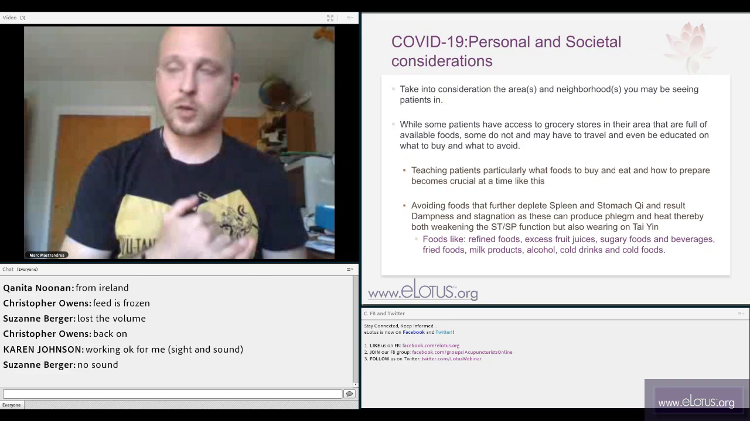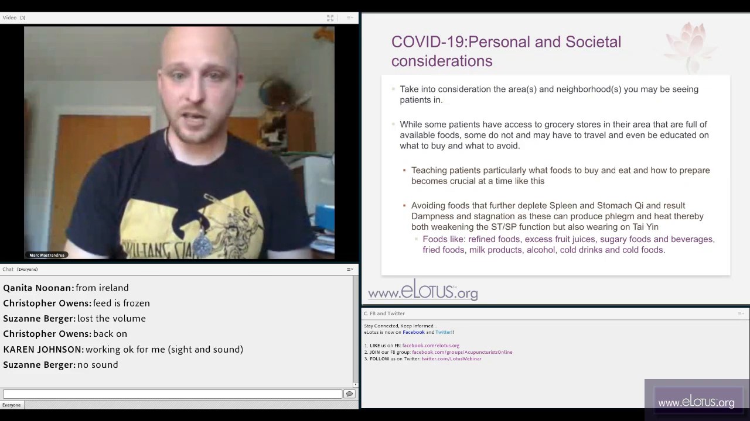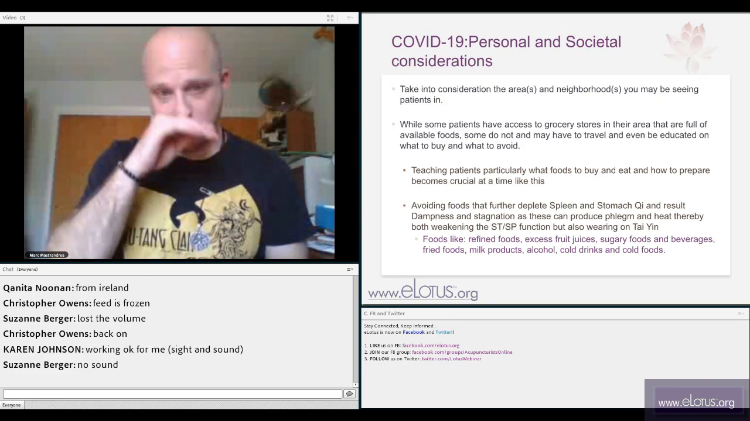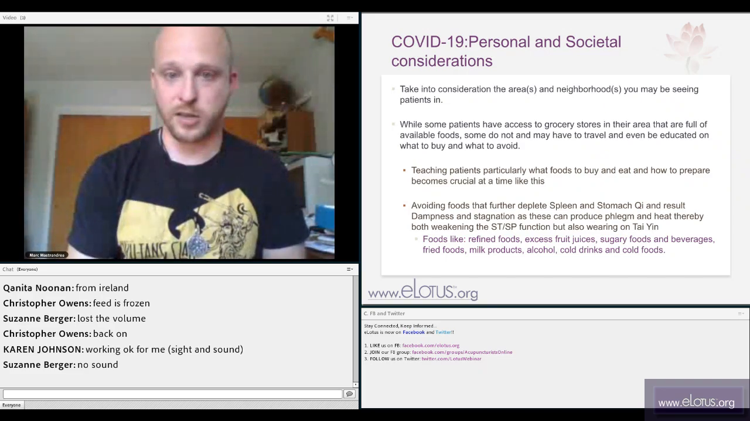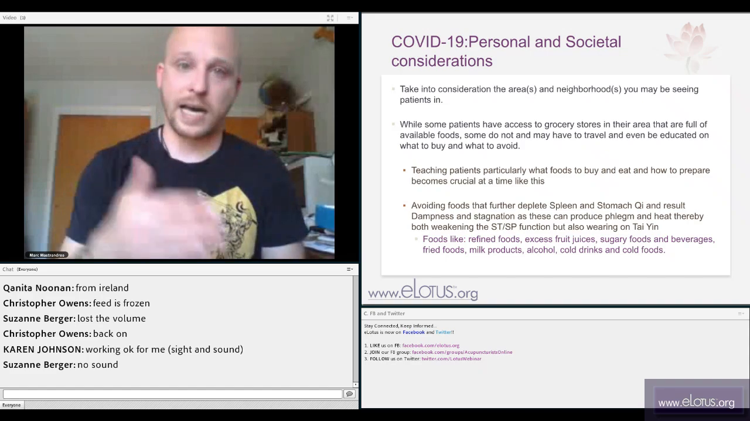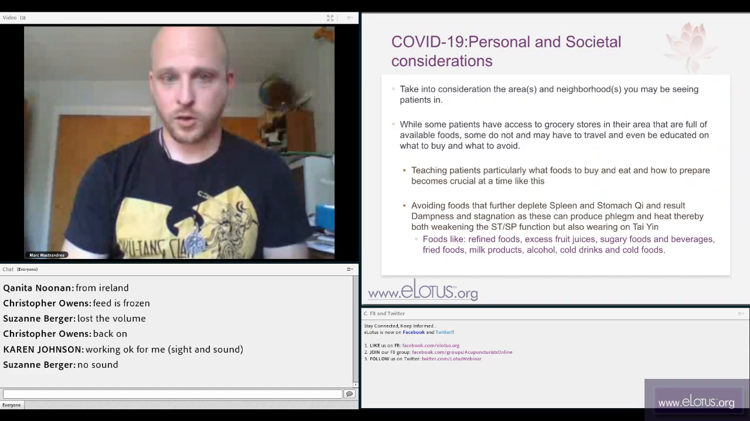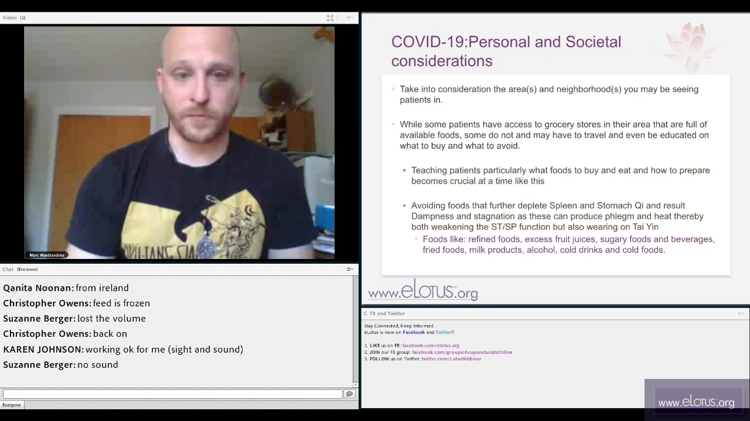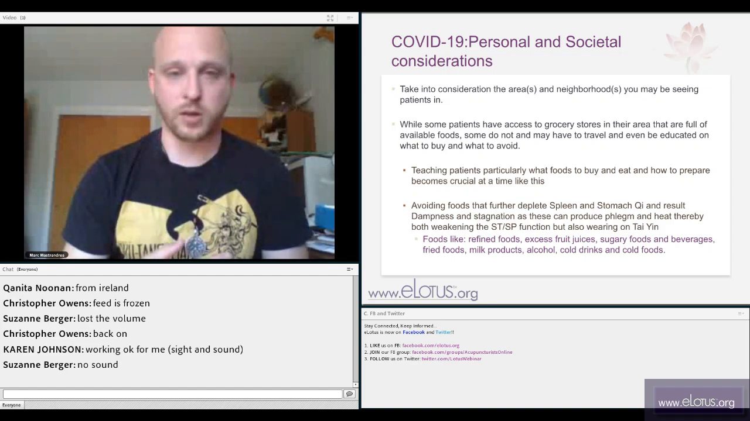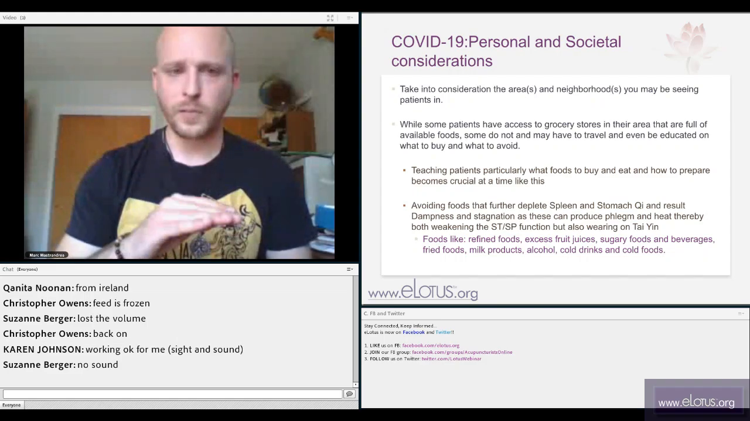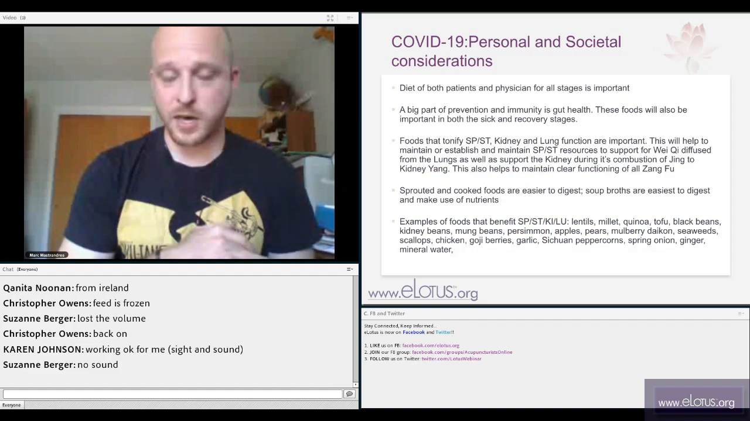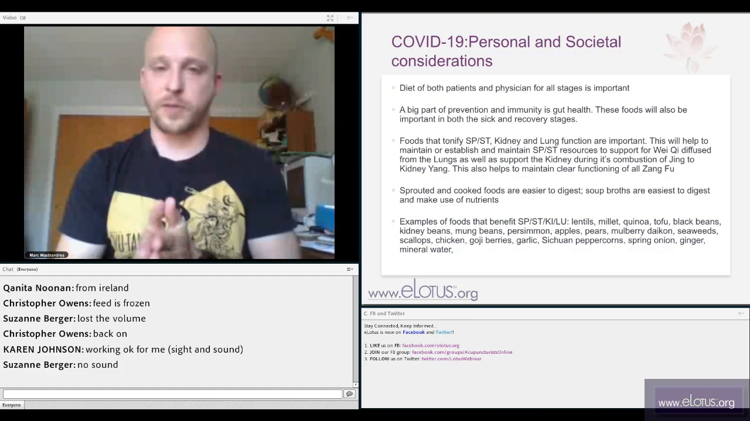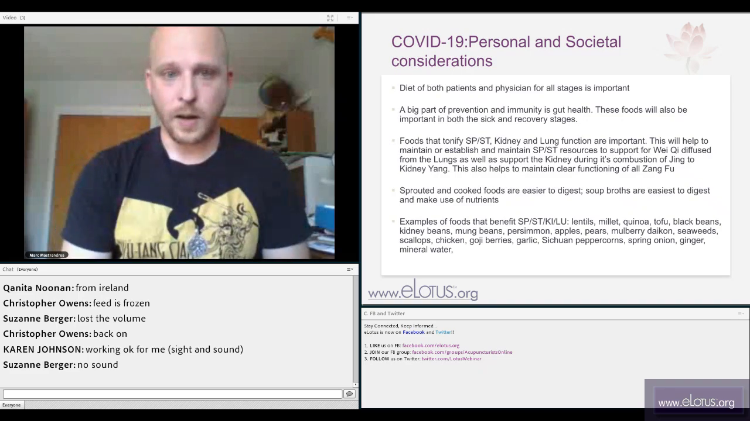Avoid foods that further deplete the spleen and stomach qi with dampness, stagnation, producing phlegm and heat. Any foods that create stagnation and produce phlegm and heat will weaken spleen and stomach, thereby also weakening the tie-in between spleen and lungs, right? So I list a series of foods in here: refined foods, excess fruit juices that are high in sugar. All of these things are very, very important to take into consideration. So diet for both patient and physician, for every stage, even in an acute stage, is really important.